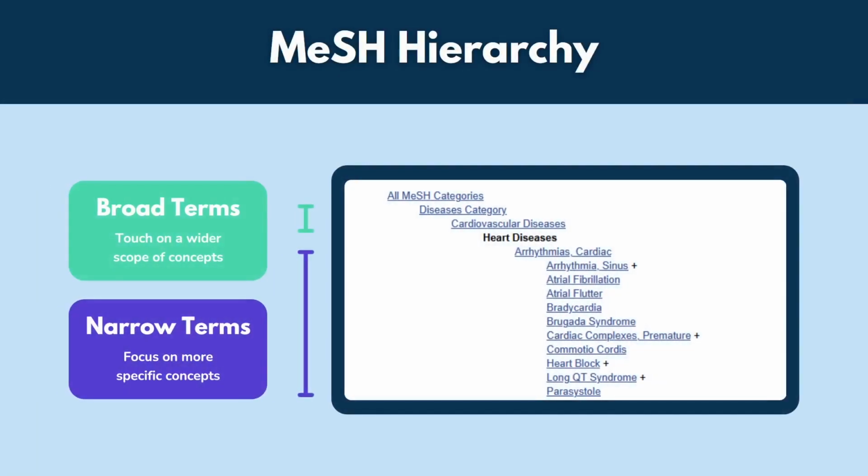If you continue to scroll down more, you will be greeted with the MeSH hierarchy. This is also known as the MeSH tree due to relying on a tree structure for organization. Terms listed above the MeSH term are called broad terms and touch on a wider scope of concepts. Terms listed below are narrow terms and focus on more specific concepts.